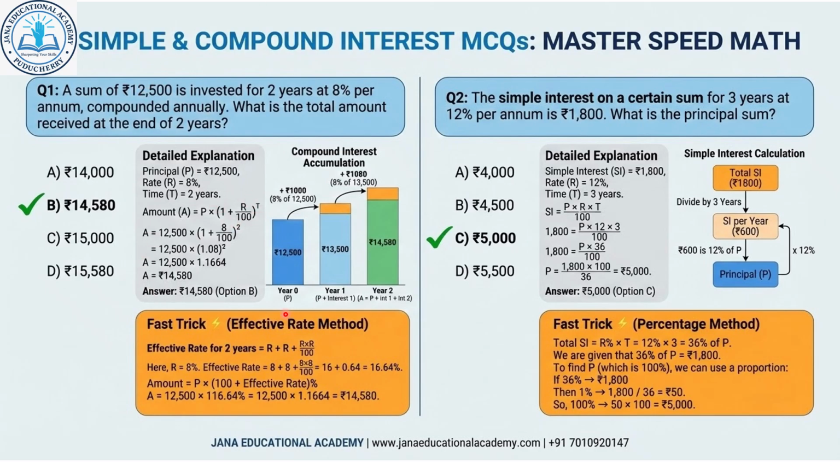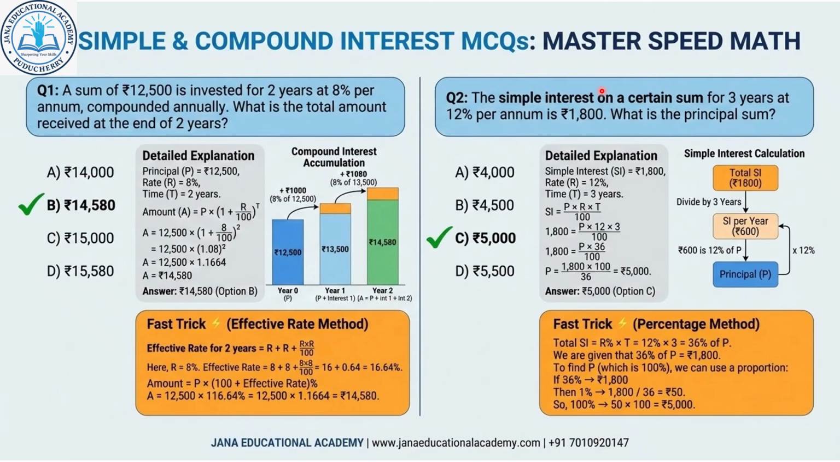For a faster calculation method we can use R plus R into R divided by 100. R is the rate of interest, so 8 plus 8 into 8 divided by 100. So we got 16.64 percentage. Already principal is 100, plus the effective rate. The effective rate is 16.64 percentage. So 116.64 percent is nothing but 14,580.